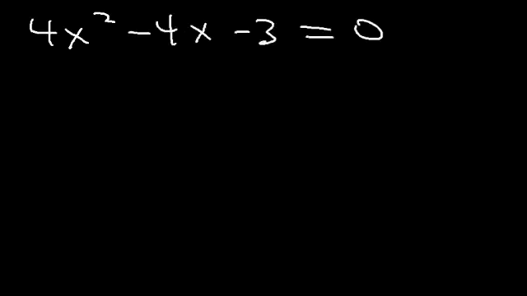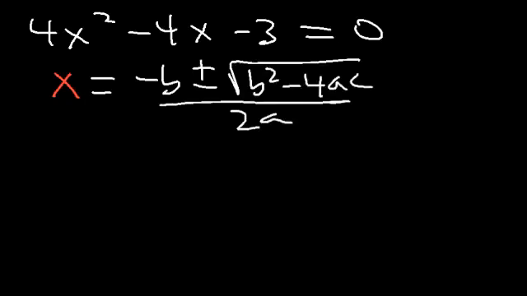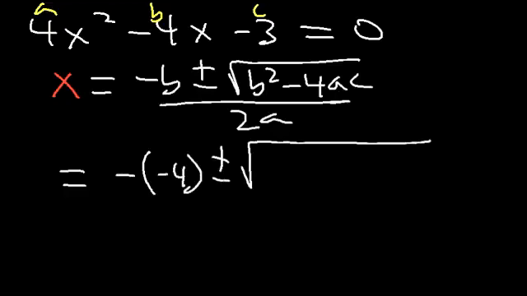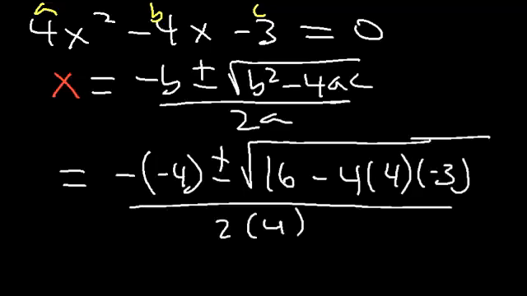So now sometimes if you ever have difficulty factoring an expression, you can always use the quadratic equation. So let's use the quadratic equation for this example. x is equal to negative b plus or minus the square root of b squared minus 4ac, divided by 2a. So the number in front of x squared is a, in front of x is b, and this is c. So we have negative, and b is negative 4, plus or minus the square root of b squared, negative 4 times negative 4, that's 16, minus 4 times a, which is 4, and c is negative 3, divided by 2a, or 2 times 4.